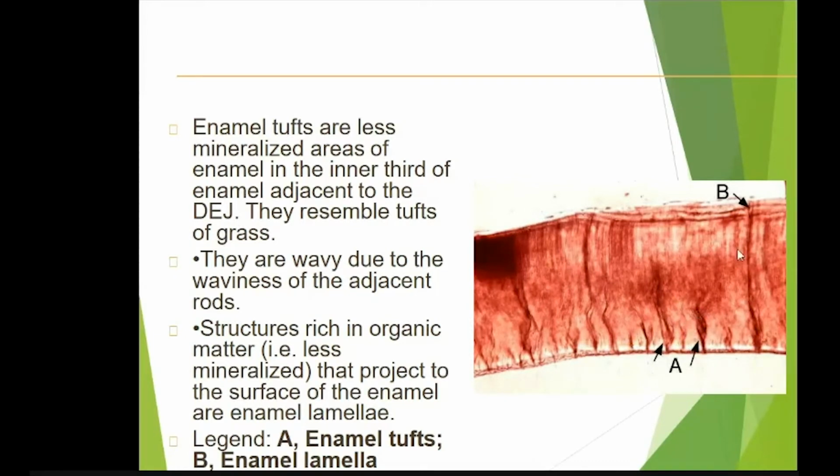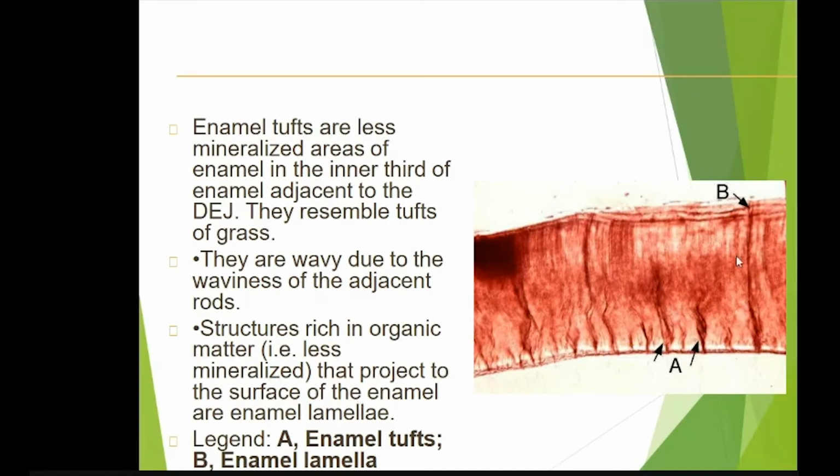الانامل lamellae the whole section of the enamel passes through the whole section of the enamel طويلة. But the enamel tuft only occupied about 1/5 to 1/3 إلى خمس إلى ثلث الانامل الطول مالتها. Okay? They are wavy due to the waviness of the adjacent rod. ليش wavy؟ مثل الجراس. تعرفون شنو جراس؟ يعني حشيش. Waviness of the adjacent rod. Structures rich in organic material less mineralized. يعني شنو نقول hypo أو decalcified أو demineralized area؟ يعني less mineral. That project to the surface of the enamel are enamel lamellae.